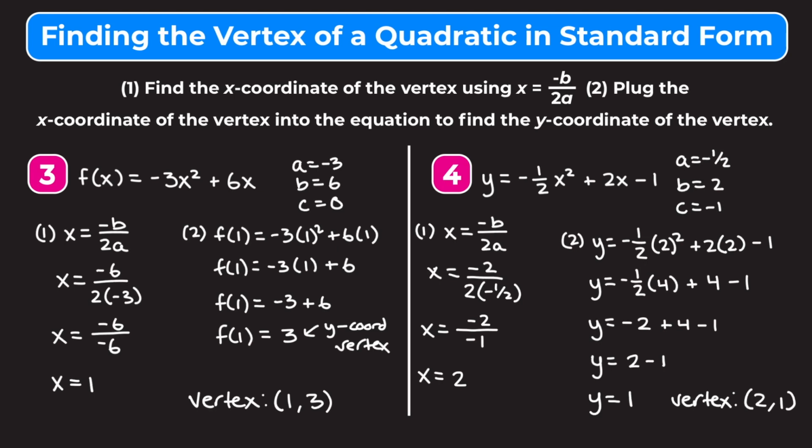So hopefully this video helped you guys understand how to find the vertex of quadratics in standard form. You really just have to remember this equation, x equals negative b over 2a, which is going to give you the x-coordinate of the vertex, and then you want to plug that back into your equation to find the y-coordinate.